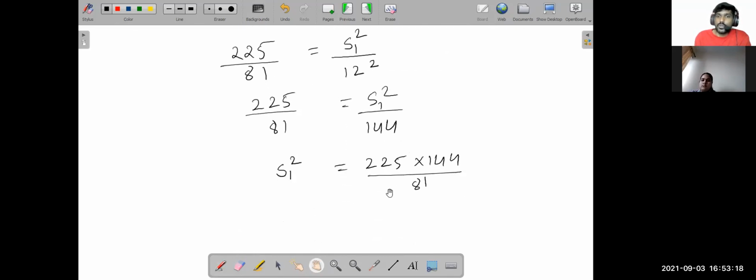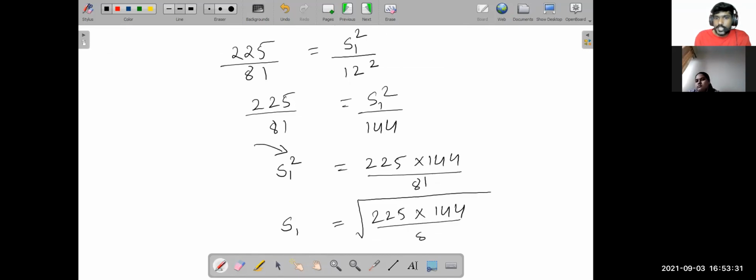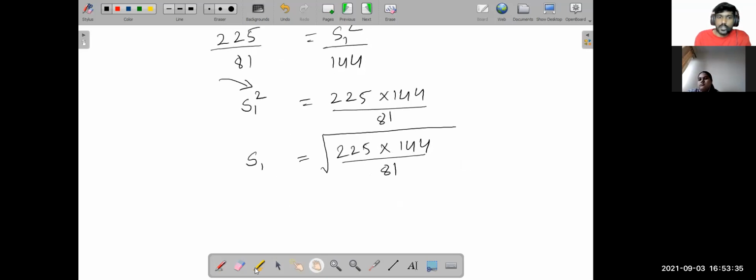Now first what you do is don't do the reducing now. Take square root on both the sides because there is a square here. So take square root on both sides. So this will become square root of 225 into 144 upon 81. Now you can separate the square root sign. So square root 225 into square root 144 divided by square root 81.